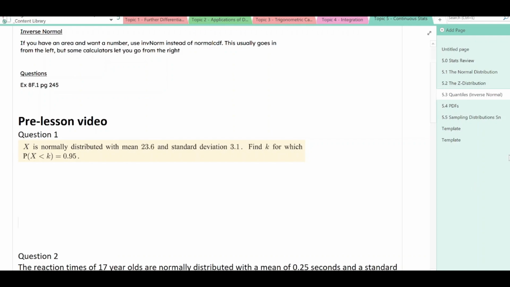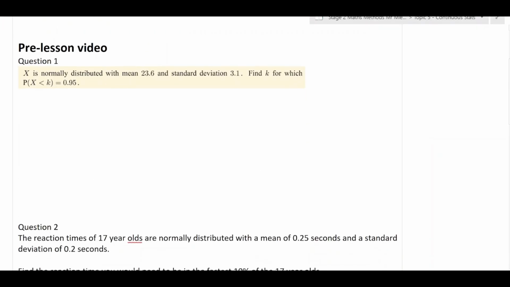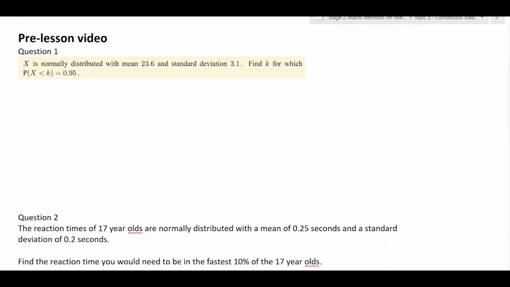Alrighty, in this video we're going over something called quantiles, which is a very fancy way of saying inverse normal, and it should hopefully be a revision from what we've done in year 11. Okay, so let's draw a picture of this situation. X is normally distributed. It's got a mean of 23.6 and a standard deviation of 3.1. So 23.6, standard deviation of 3.1.